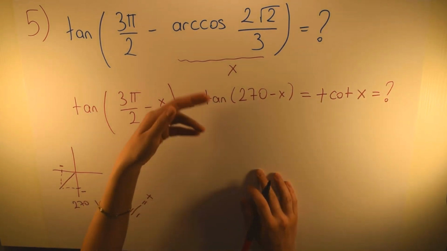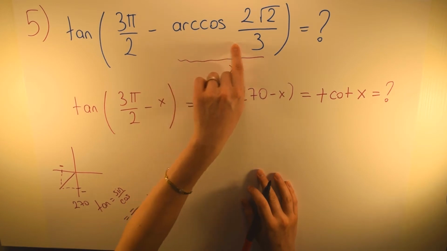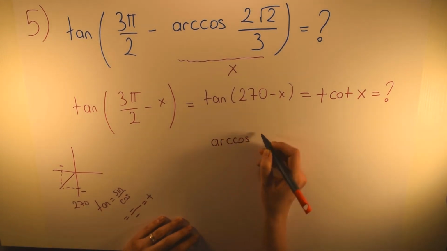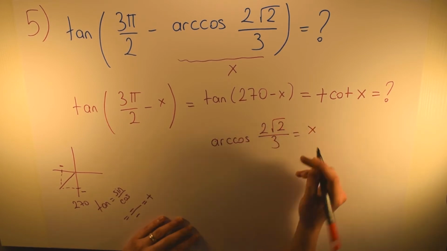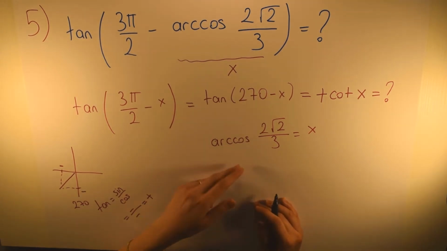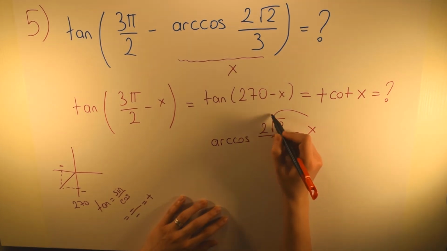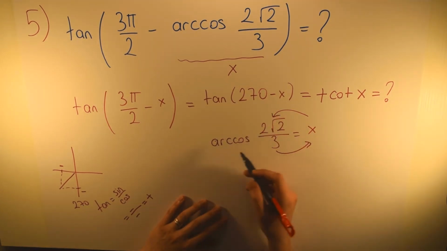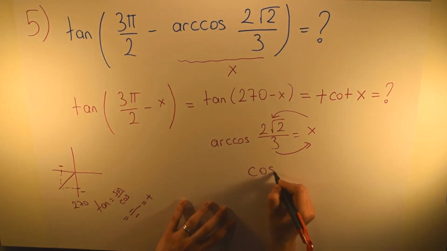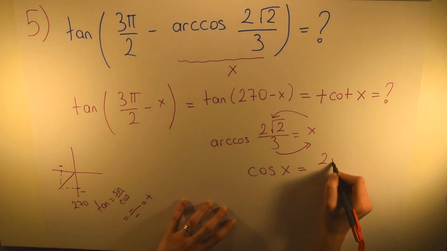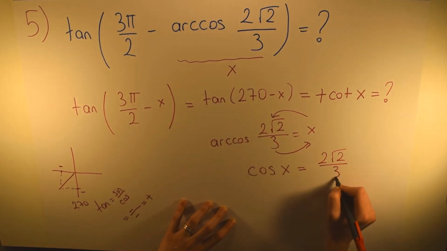Okay, so let's get back to our question. So x is equal to this inverse trigonometric function. So let's write them here. So arc cosine 2 square root of 2 over 3 is equal to x. So how do we do this? We switch their places, right? So I will put this here, and this one is here, and arc cosine will become cosine. So it will become cosine x, which is equal to 2 square root of 2 over 3.